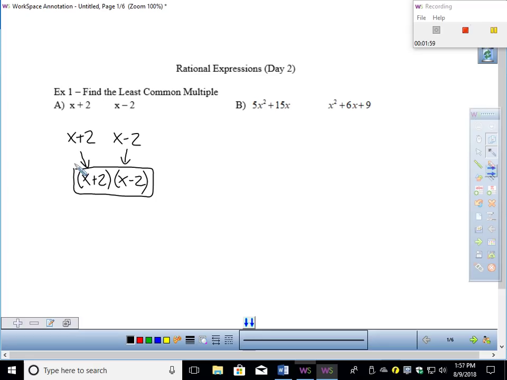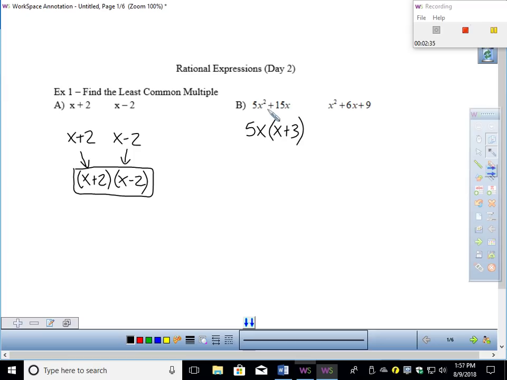Part B gets a little more complex because we're going to actually have to factor these. Just to get this moving along, I'm going to factor the left polynomial and then also factor the right polynomial, and then ask you to see if you can come up with the least common multiple first before I do it. So anyway, looks like greatest common factor here. I'm going to pull out a 5 and an x, so 5 times x. And when I do that, I have a remaining binomial factor of x plus 3.